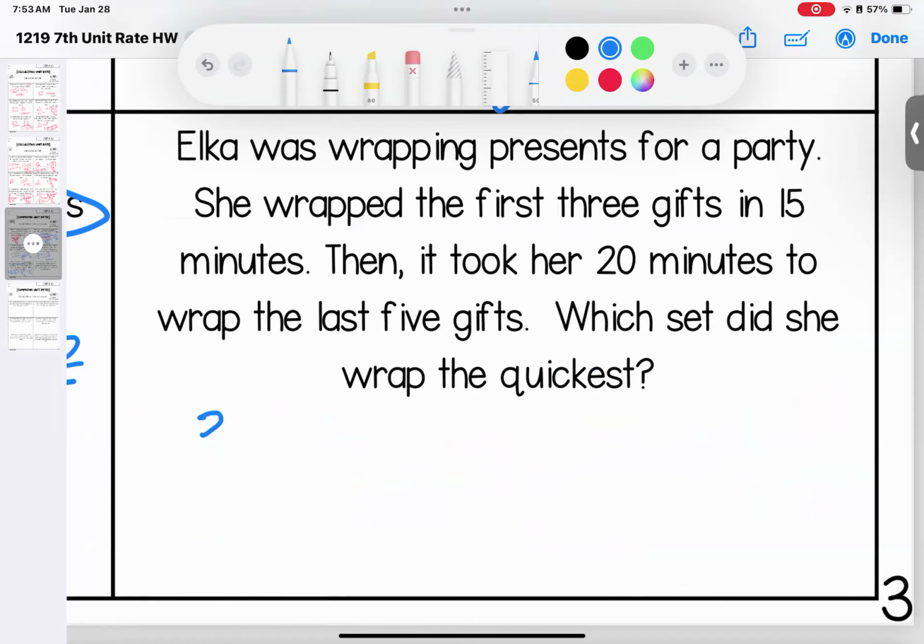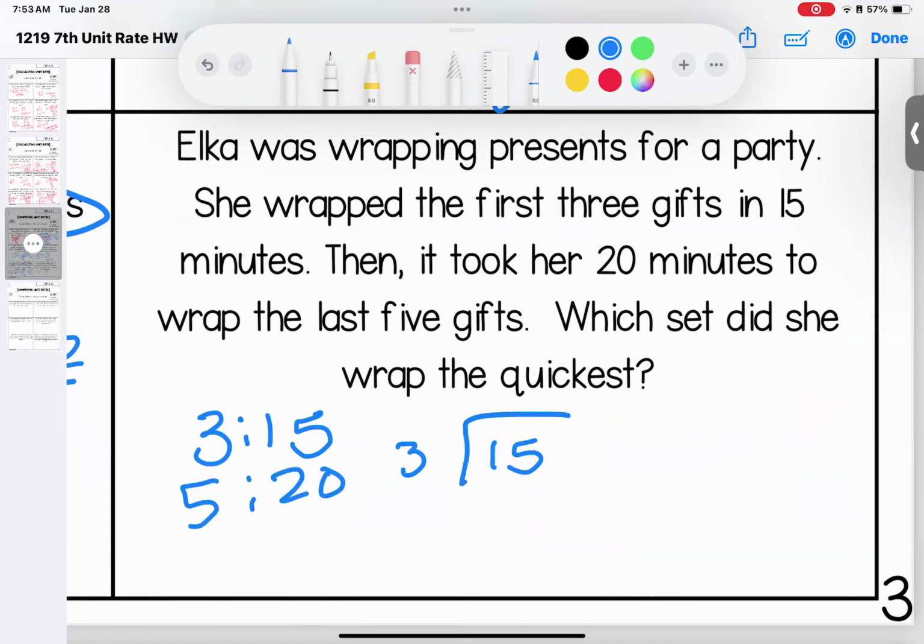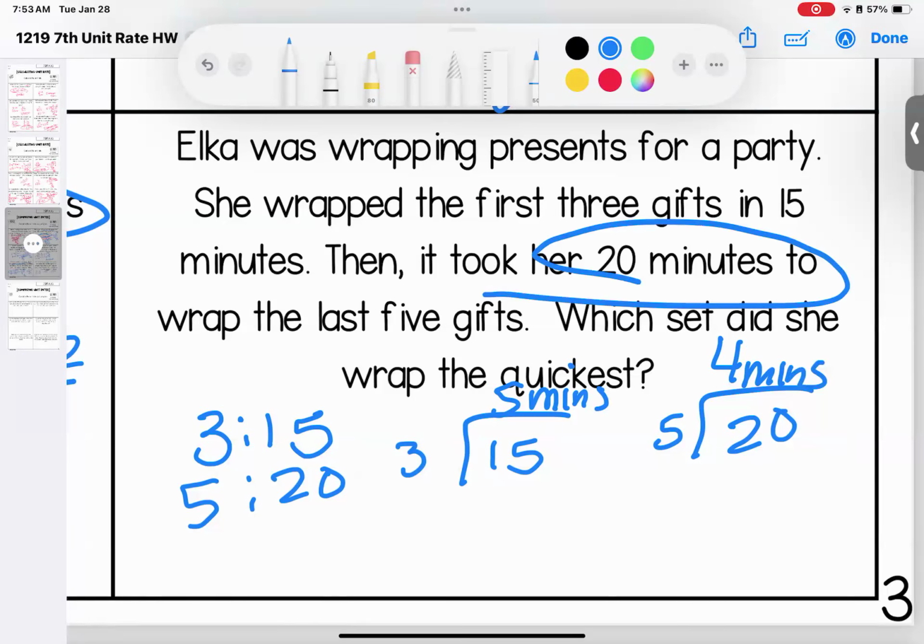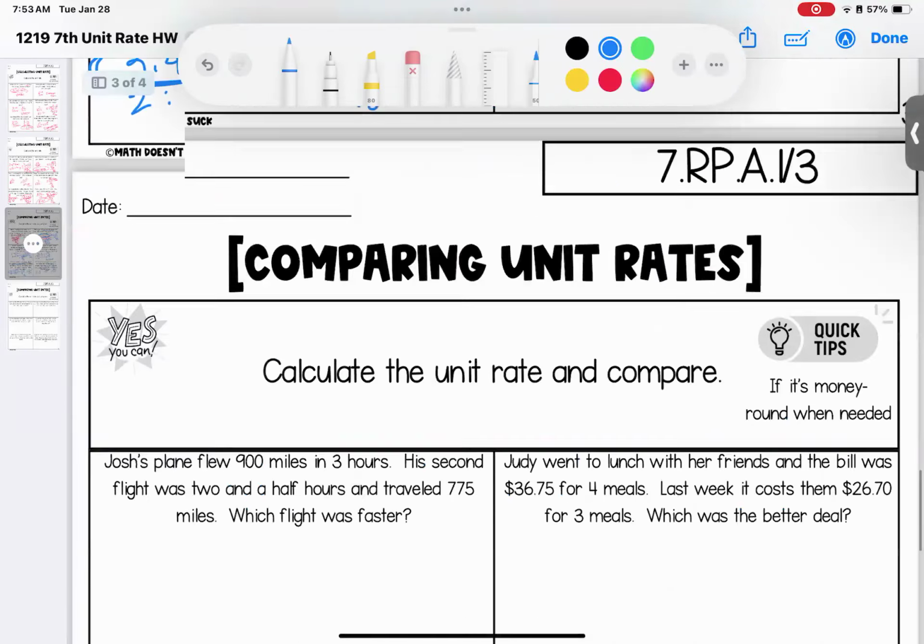She wrapped 3 gifts in 15 minutes, and then it took 20 minutes to wrap the last 5. Which set did she wrap the quickest? So 5 minutes per present there and 4 minutes per present there. The 5 gifts that she wrapped in 4 minutes are faster.